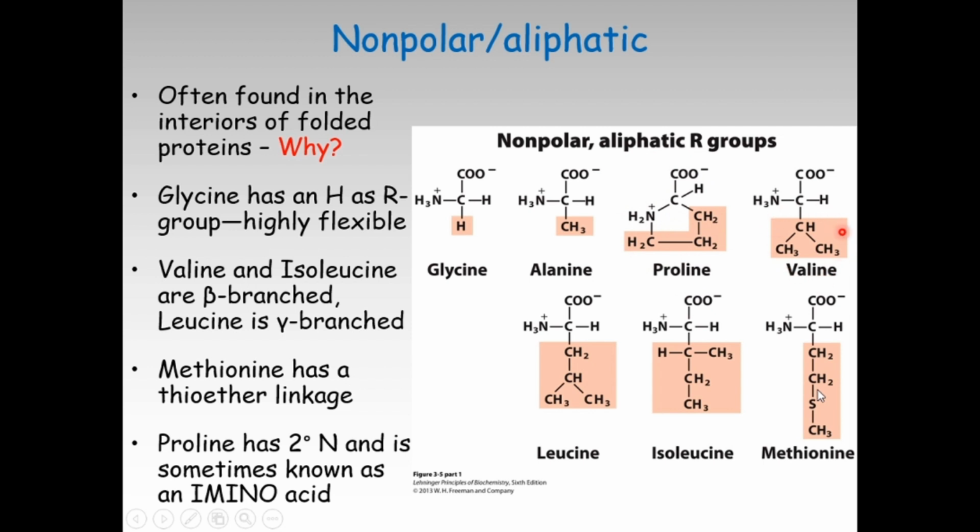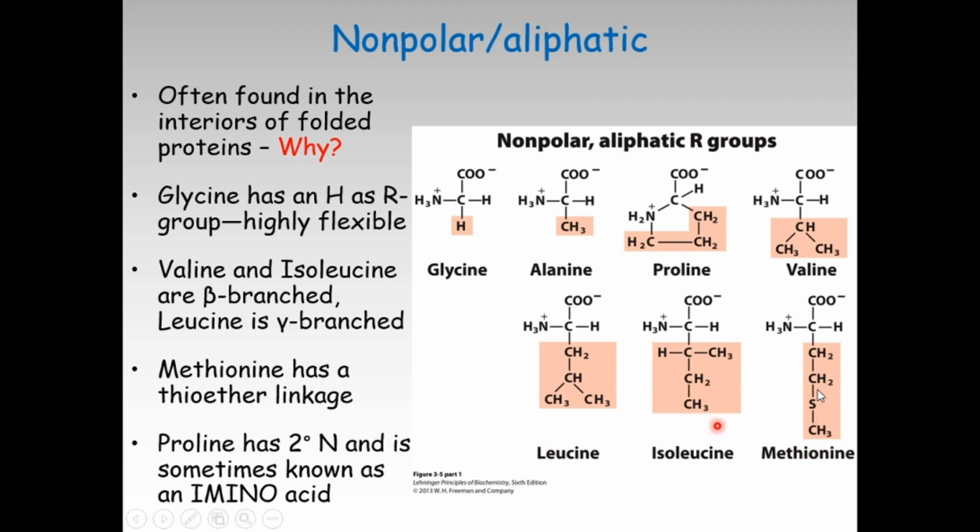Fourth one is valine, right? It's an isopropyl group. Then leucine, another methyl added to the isopropyl, and isoleucine. Now the difference between these two is that they are isomers. The isomerism is because the methyl is attached here for isoleucine, whereas for leucine it is attached here. And then comes methionine. Methionine again is different from others because it has a sulfur.